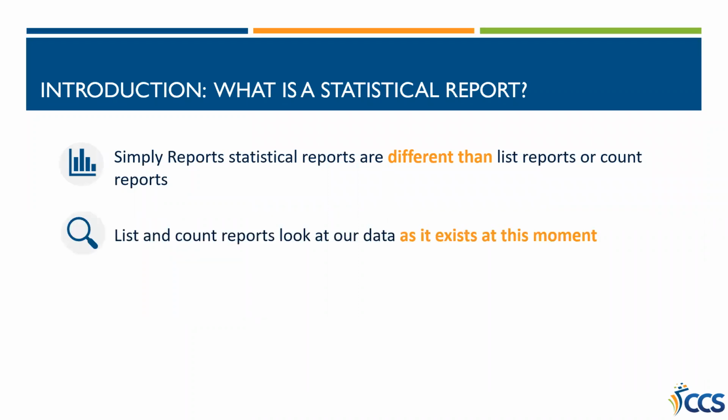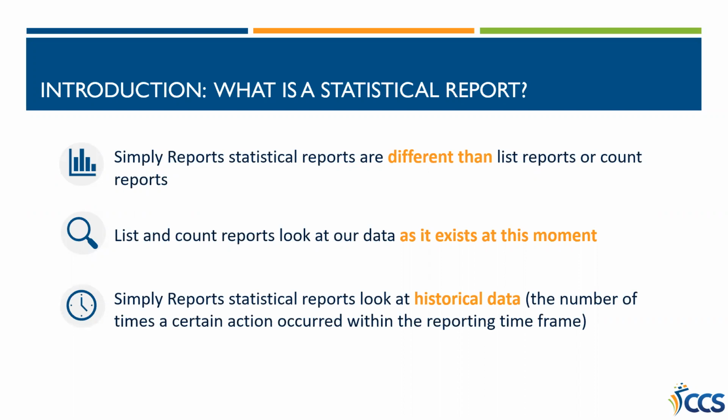This is because list and count reports look at our data as it exists. So if you run a list report of items with a circulation status of missing, it's going to give you a list of items that at this moment have a circulation status of missing. It's not going to list items that were missing last month, but then found, right? If you run a count report of patrons who registered in, say, September 2019, it's only going to count users who are currently in our database. So if a patron record was deleted, at this time, it no longer exists in our database, and as a result, cannot be counted in the report.